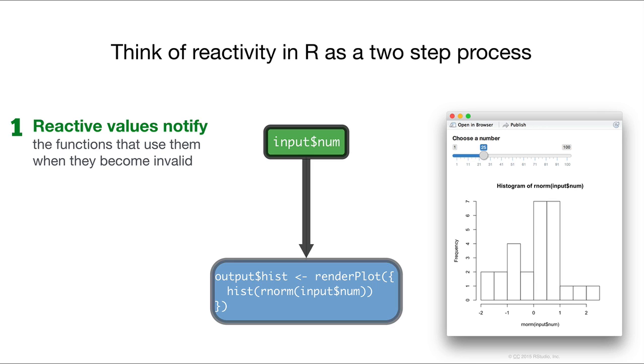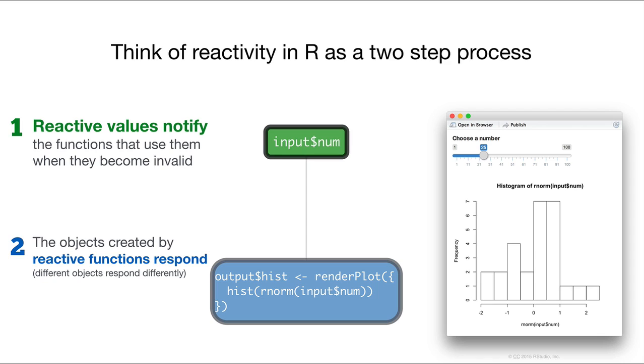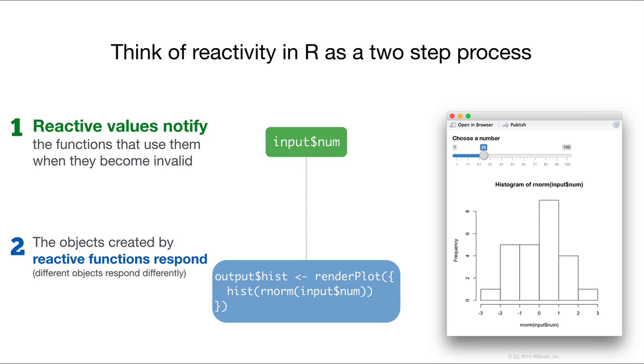And what its job is to just respond in some way. When you have a render function, it creates an object whose job is to rerun the code that you pass to the render function to update itself. So here, once notified, output$hist will rerun the code. The code calls input$num, so look up the value of input$num, and once it has it, it can create the new graph and put it into the plot. So those are the two steps of reactivity. Reactive values notify the things that depend on them that they've changed, and then the things that depend on them respond in some way. The way to customize their response is to use the correct reactive function to do what you want to happen.